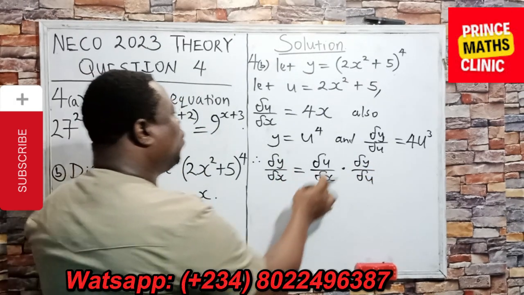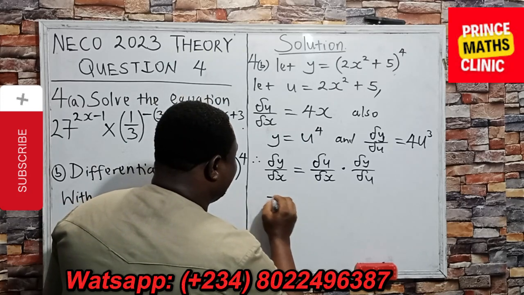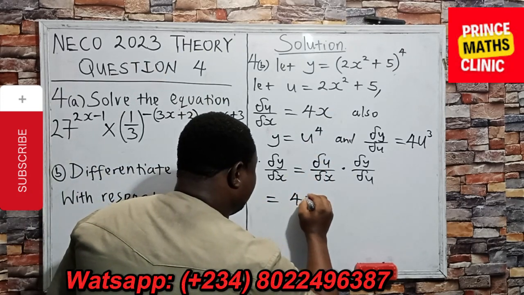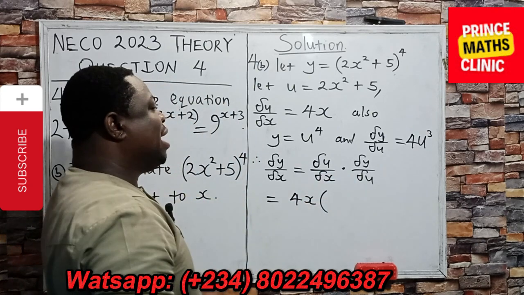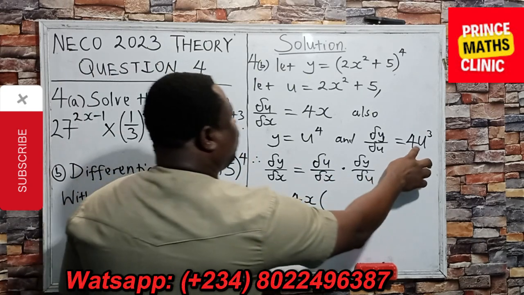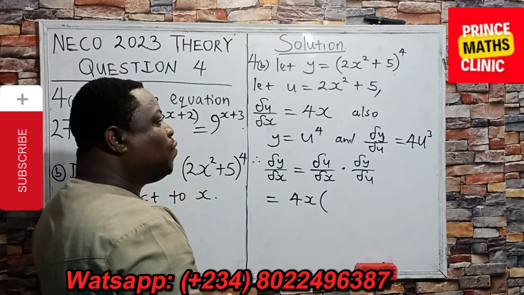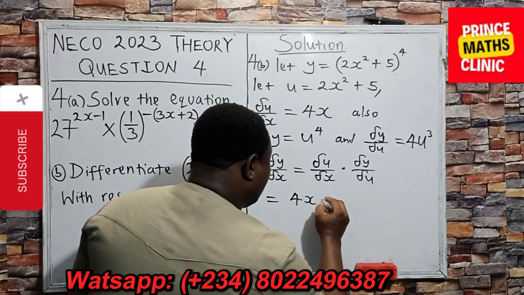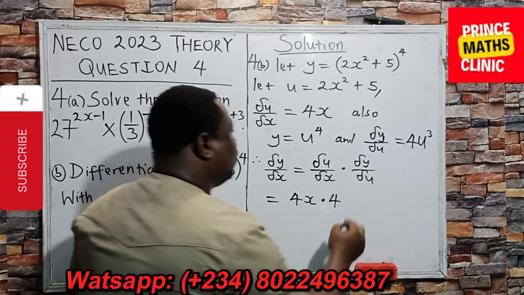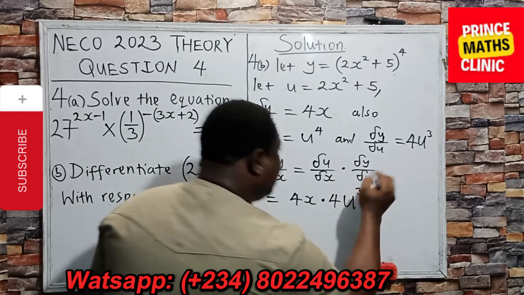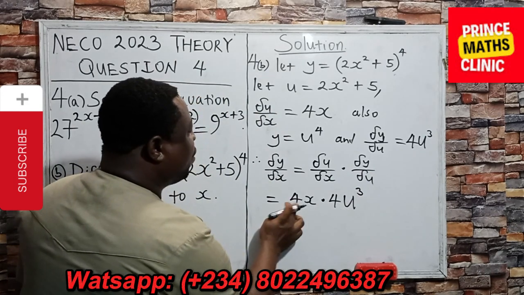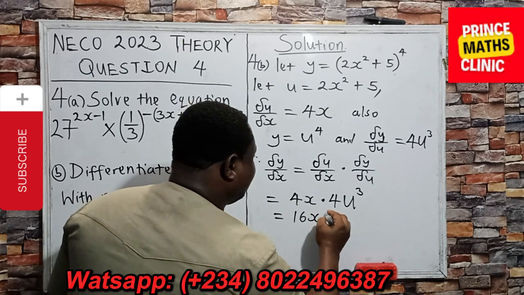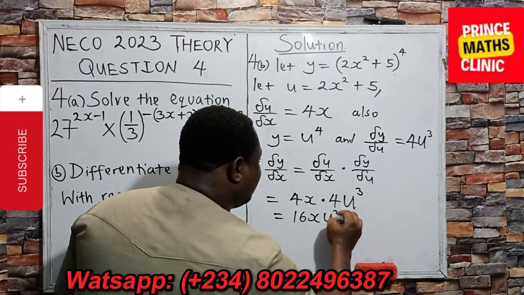Good. So now, what is du over dx? du over dx is 4x, multiplied by, what is dy over du? 4u to the power of 3. So I'm going to do it like this. Multiply by 4u to the power of 3. Now 4 can multiply 4. This gives us 16x, then u to the power of 3.